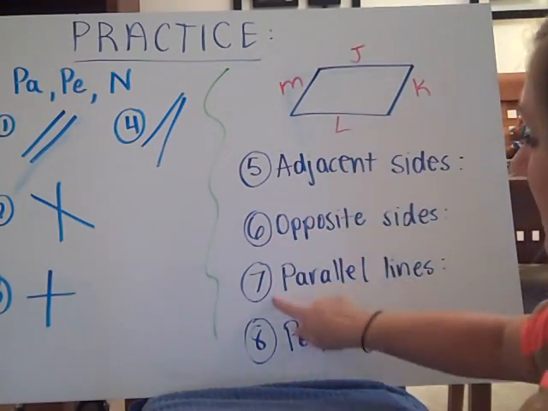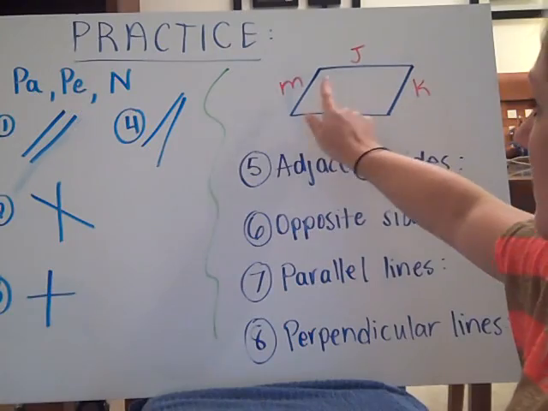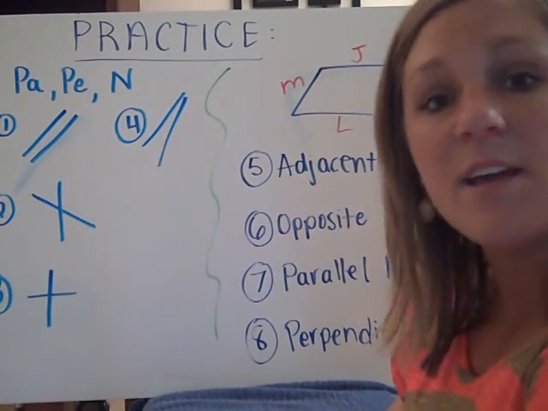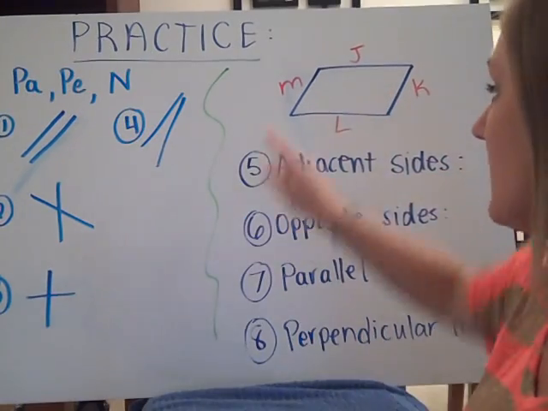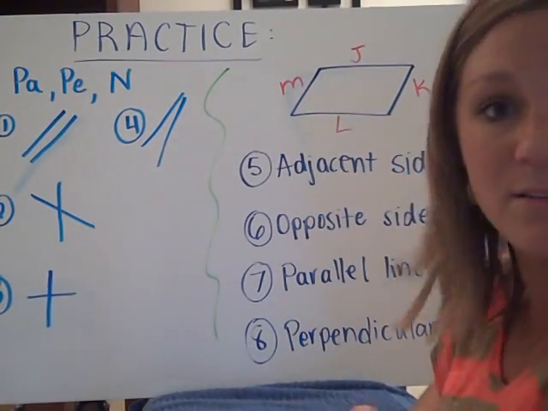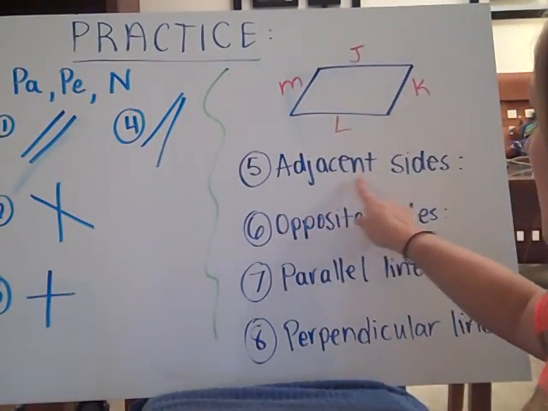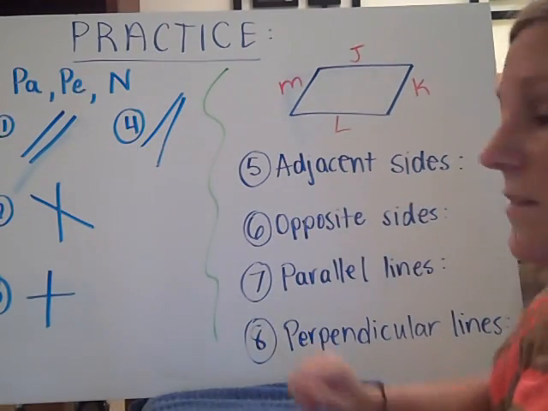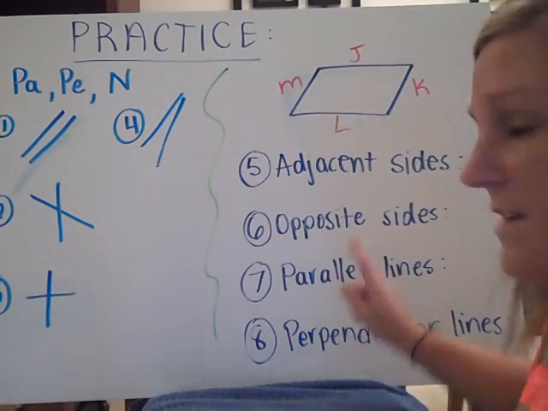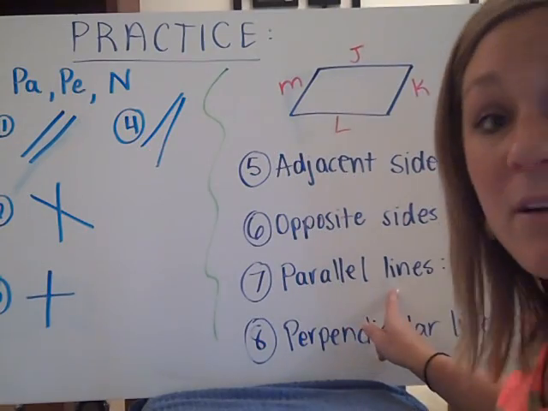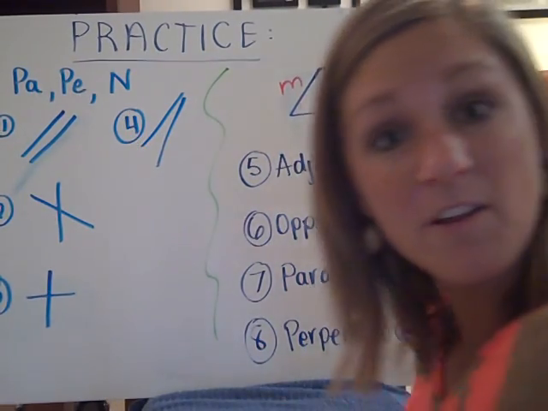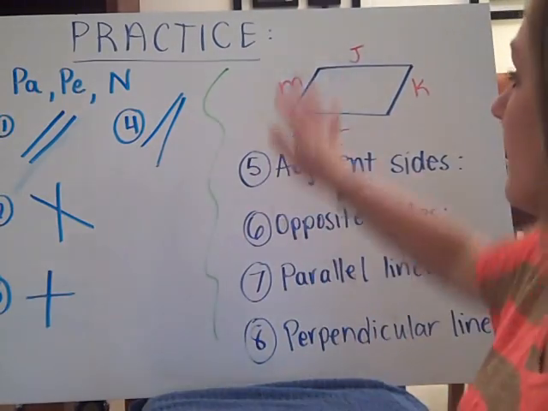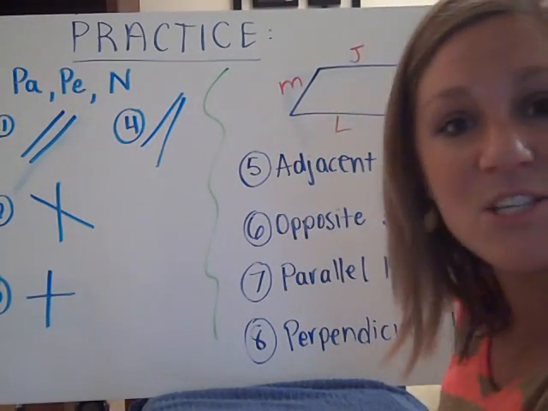For 5, 6, 7, and 8, I'd like you to use this shape here. I did not give you endpoints, and notice that you do not have any right angles. This is not a capital L. Go ahead and tell me what adjacent sides there are, what are the opposite sides, which lines are parallel, and which are perpendicular, or are there any? So again, here's your homework. Rewind if you need to. Good luck.